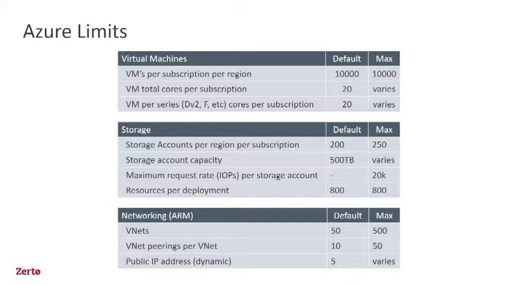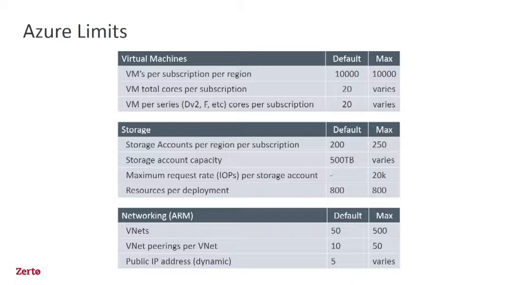Some of the key things here, the ones I pointed out, were the total cores per subscription. That one's kind of important. And then the number of VMs per series, or cores per subscription. So if you think about that, you can only have so many in a series, like a D series, in one subscription. Now, once you fill up a subscription, yes, you can ask for more, but you can also go to another subscription if you have that ability, right?